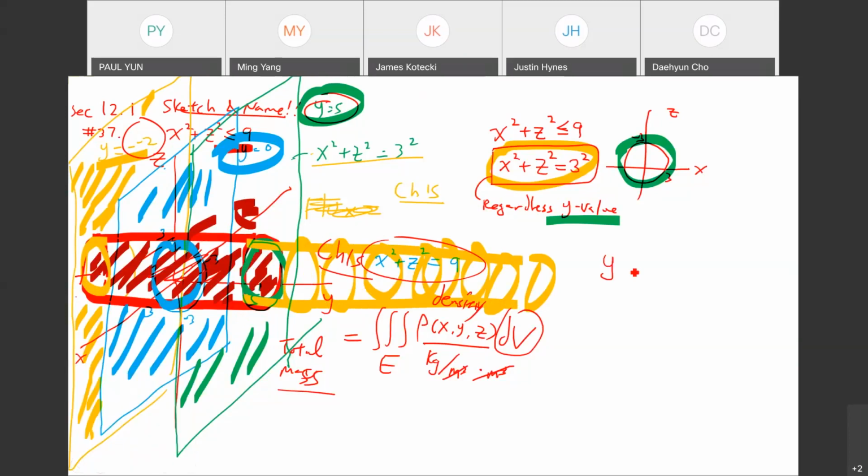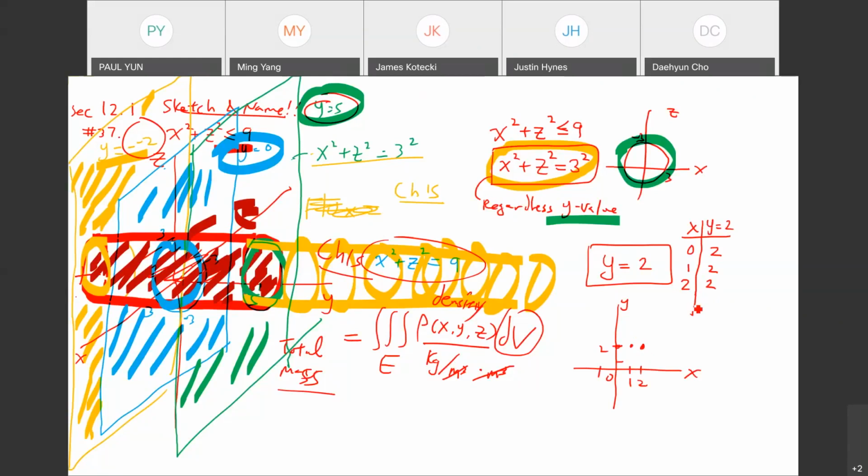Y equals 2 kind of question. This kind of example, what does that mean? You know what it says? Let's learn a lesson from this one. It says you pick whatever x value you want, but I'm not going to change my y values. X equals 0, I'm going to plot 2. X equals 1, I'm going to plot 2. X equals 2, I'm going to plot 2. X equals -1, I'm going to plot 2.